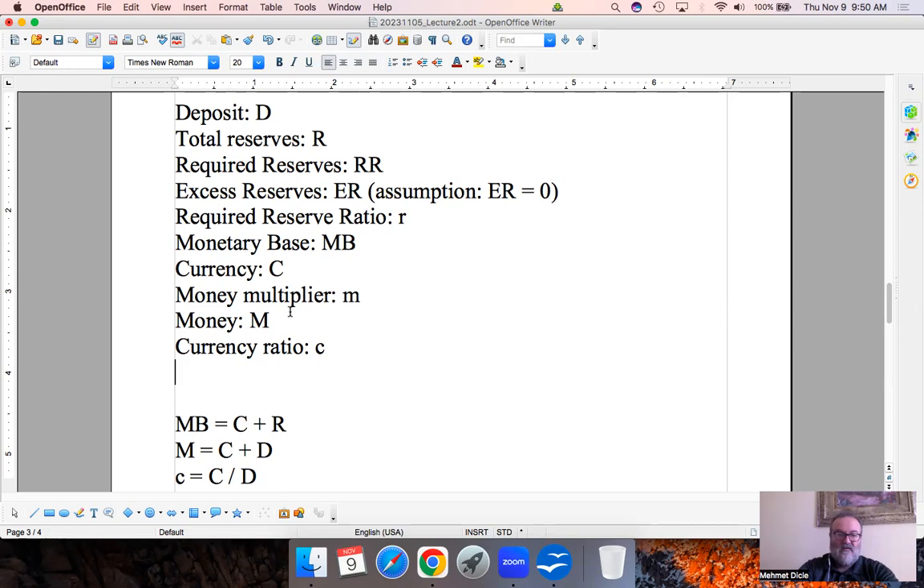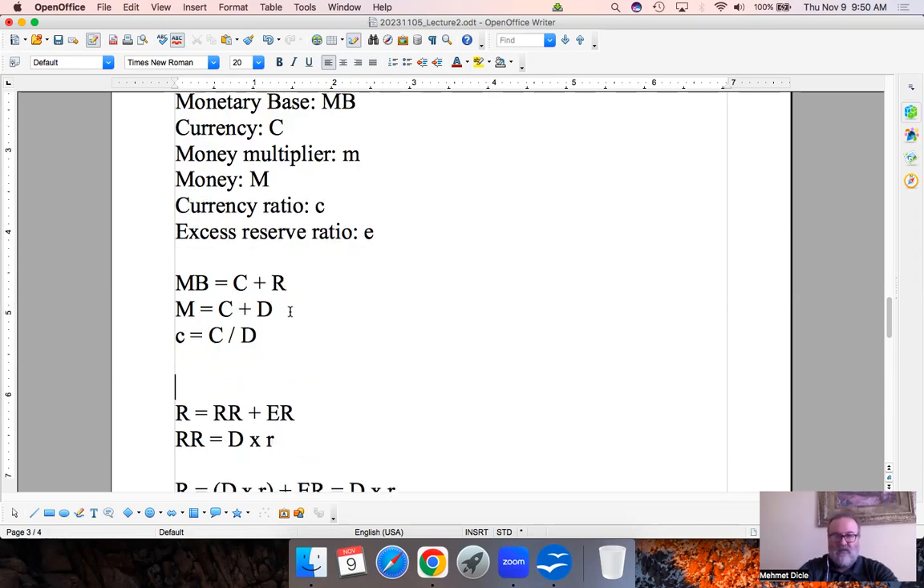And then the next one is the excess reserve ratio. And I'm trying to be in line with our textbook notations, right? So the e would be the excess reserves divided by the deposits, right?